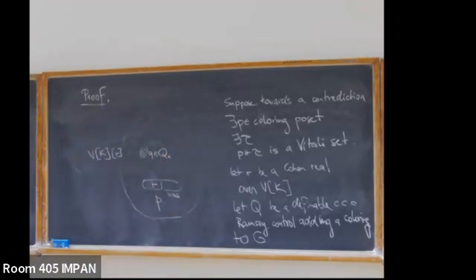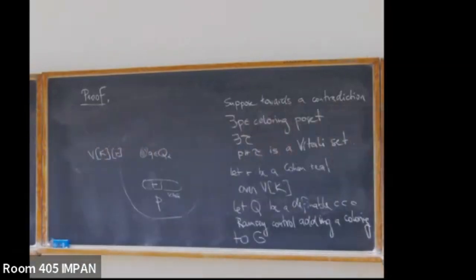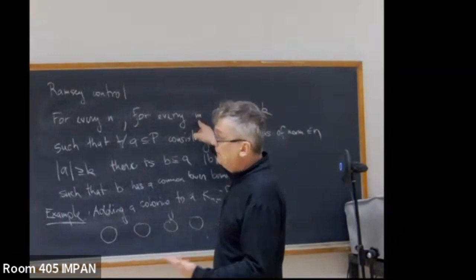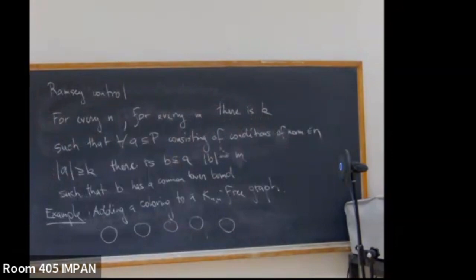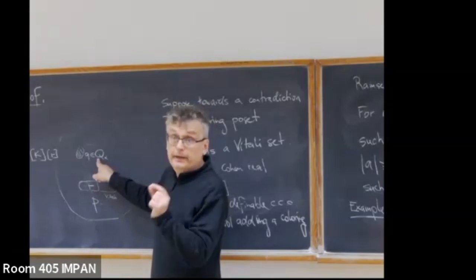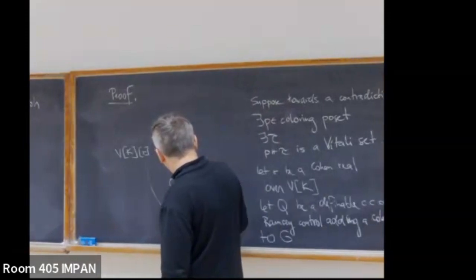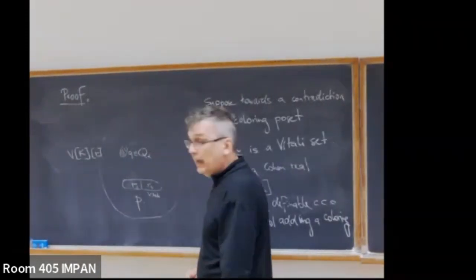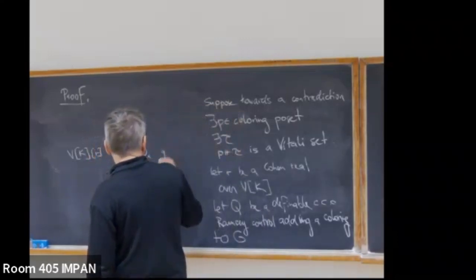Okay. And what you do after that, you say, for m equal to two, there must be k such that when you take k many elements of this closed set, there will be two of them compatible inside. So I will take two different reals in the same Vitali class, and they will give me two conditions in the same Ramsey standard piece.